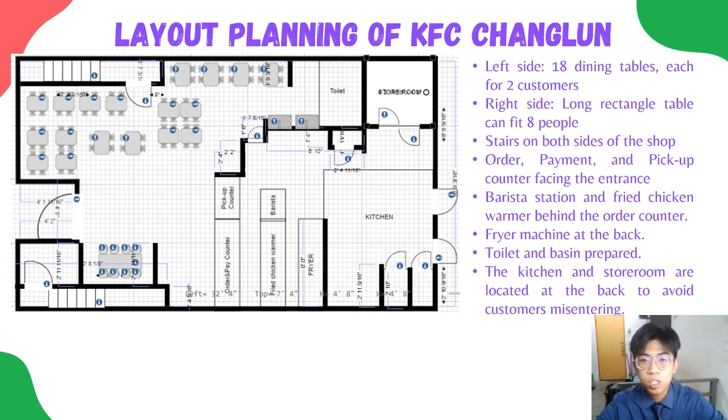And the barista station and chicken fryer warmer are behind the order counter. The fryer machines are in the back. The toilet and basin are prepared. The kitchen and storeroom are located at the back to avoid customers misentering.